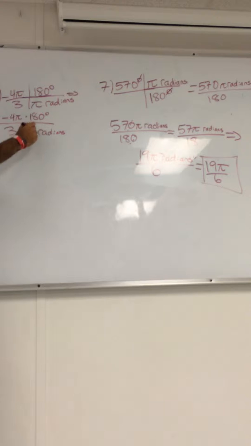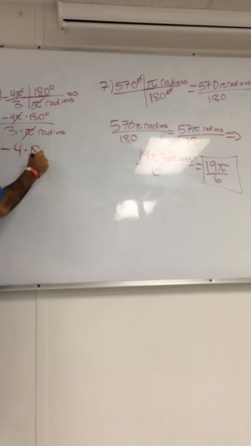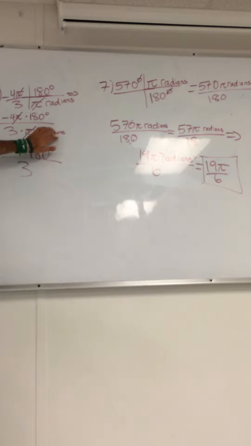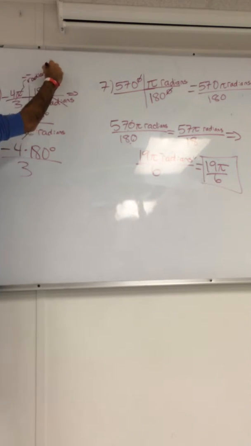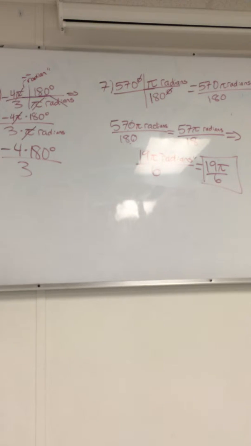Now, we know the pi's go away here. It's the same thing. Pi's are going to cancel out. So I'm going to have negative 4 times 180 degrees over 3. Now this word radians, remember, this was actually a radian. Negative 4 pi over 3 was radians. We just didn't write it. We're a little bit lazy. So let's just go ahead and cancel this out, because really this was a radian up here. So I'm going to go ahead and cancel this word radian with the imaginary radian that was written here. We're just a little lazy. We didn't write it.